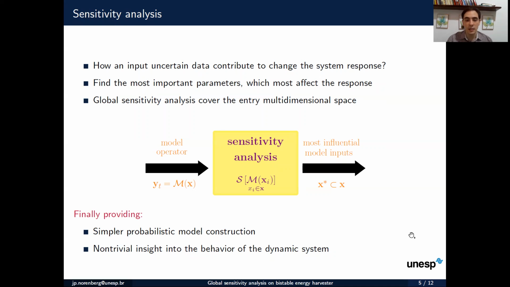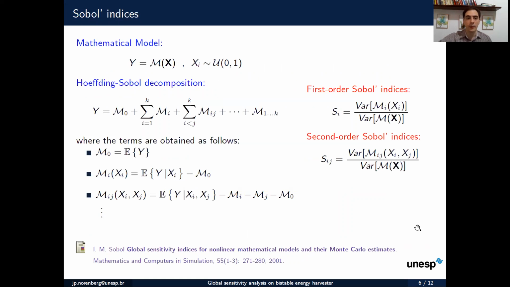We can understand sensitivity analysis through this flowchart, and it can provide great information, such as simplifying our probabilistic model construction because we just use the parameters of most influence in our probabilistic model, and a non-trivial insight into the behavior of our mechanical system. To compute the sensitivity analysis, I use the variance decomposition, called Sobol indices.